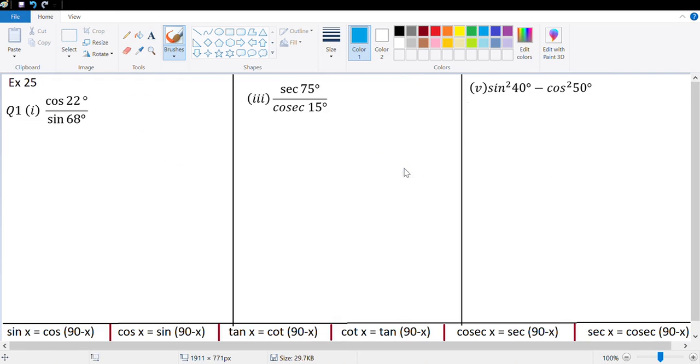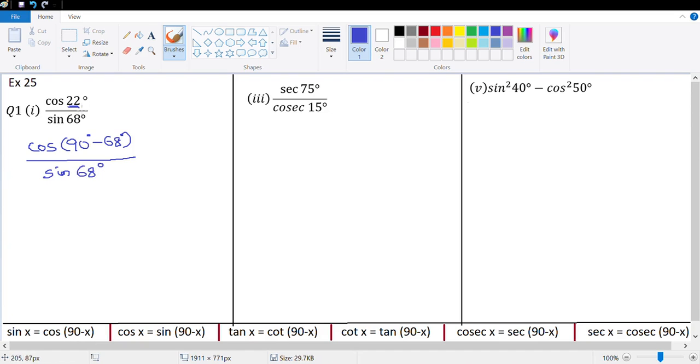The first question that we do is question number 1, part 1. It says evaluate cos 22 upon sin 68. So we will need to find a relationship between cos 22 and sin 68. I noticed that 22 and 68 are complementary, because 22 plus 68 is 90. So I can write this as cos 90 degree minus 68 degree. Instead of 22, all I have written is 90 minus 68, and my denominator remains sin 68 degree.